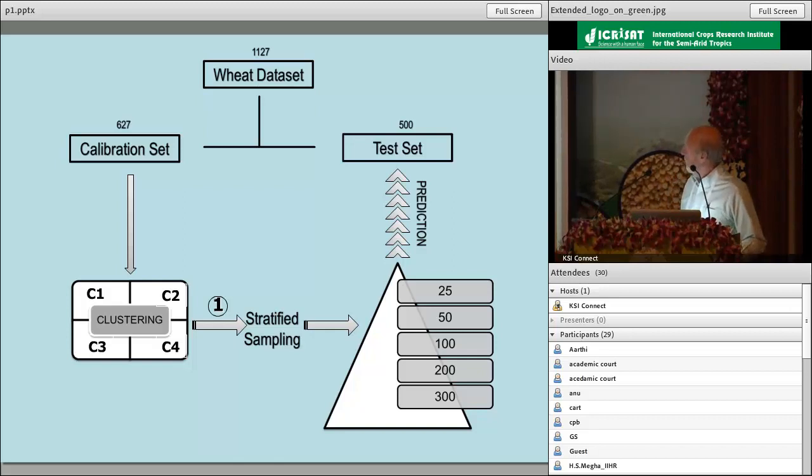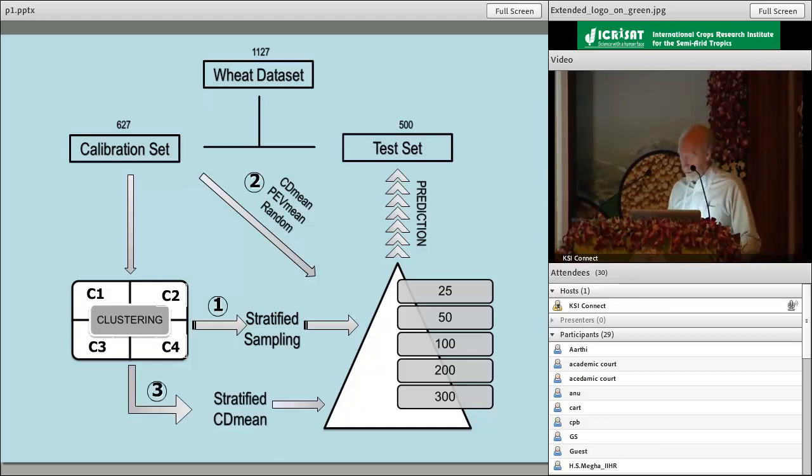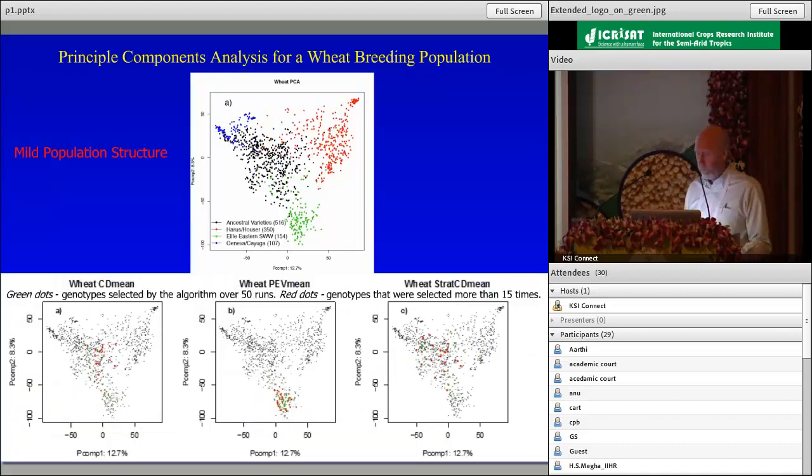Secondly, we used a CD mean directly on the calibration set, same with a PEV mean, and then we randomly sampled the calibration set. And then for the combination, we first clustered and then sampled within those clusters using the CD mean to generate our training populations. These are the two principal component axes for the wheat data set. We grouped them into 4 groups, and the first two axes explained about 20% of the variation. We consider this to be a mild population structure.